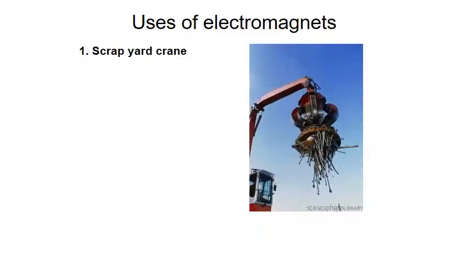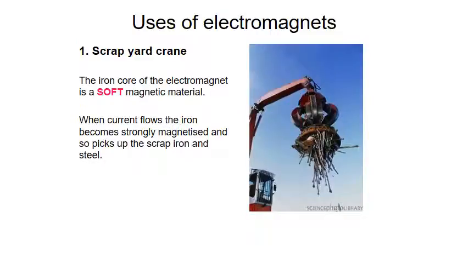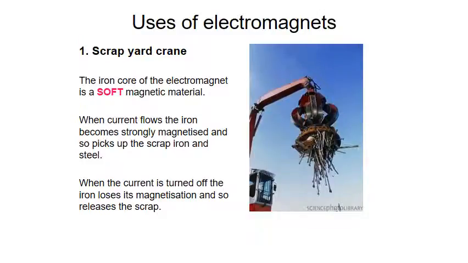So continuing on in the use of electromagnets, an example is a scrapyard crane. When you turn the current on, you can generate an electromagnet. In this case, the iron core of the electromagnet is a soft magnetic material, which we dealt with in the first lesson on electromagnetism. When current flows, the iron becomes strongly magnetized due to the magnetic field induced in the wire, and so picks up the scrap iron and steel. When the current is turned off, the iron loses its magnetization and so releases the metallic scrap.